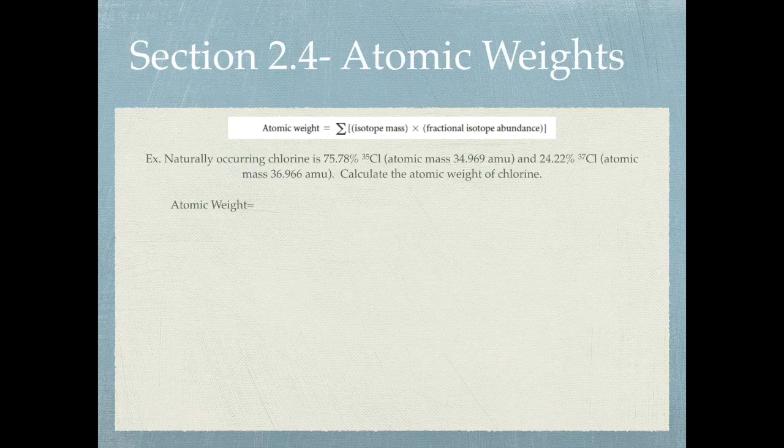So to do that, you convert the 75% to a decimal, so 0.7578, and you multiply it by its atomic mass, which is 34.969. The 35 is just a rounded value. Then you add to that the percent of chlorine 37, which is 24.22%, but make that into a decimal. So it would be 0.2422 times its atomic mass. And then you add those together, and that gives you your atomic weight.